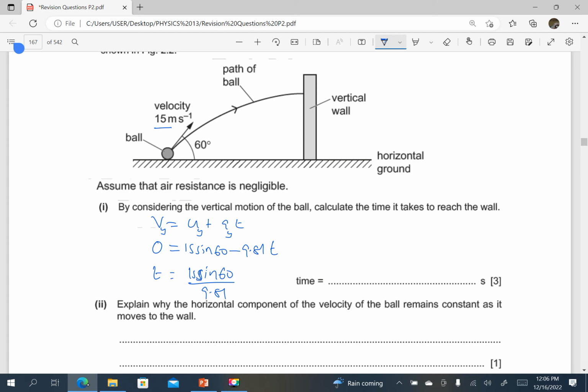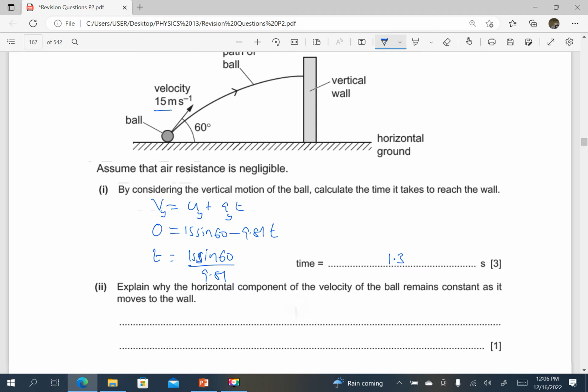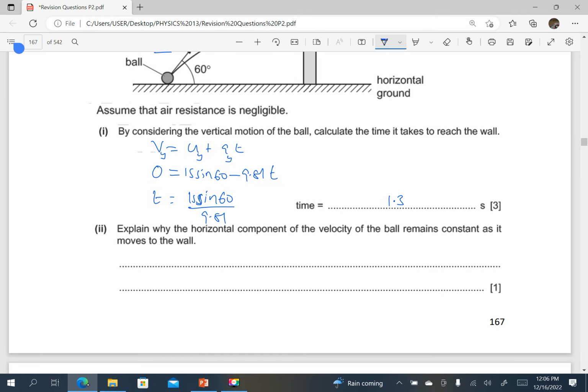And from my calculator, this is 1.3. Explain why the horizontal component of the velocity of the ball remains constant as it moves to the wall. Of course, we know there is no force in the horizontal. So there is no resultant force in the horizontal. The only force acting is that due to gravity because air resistance was negligible.